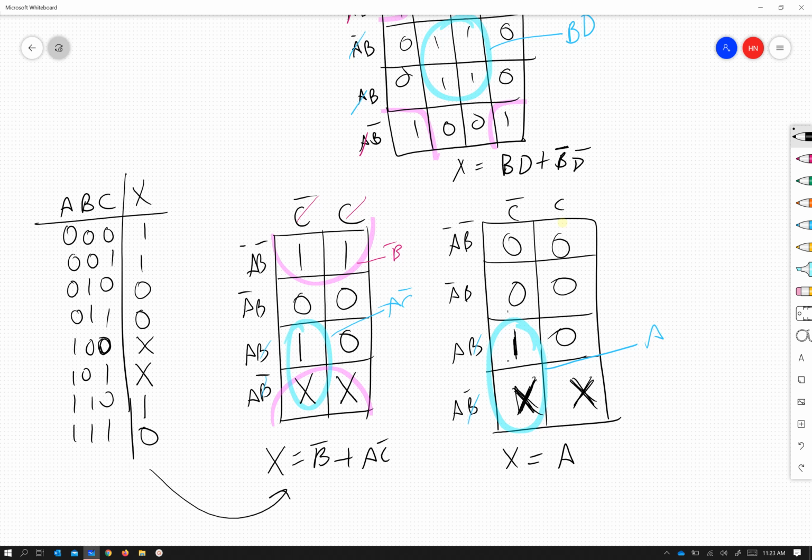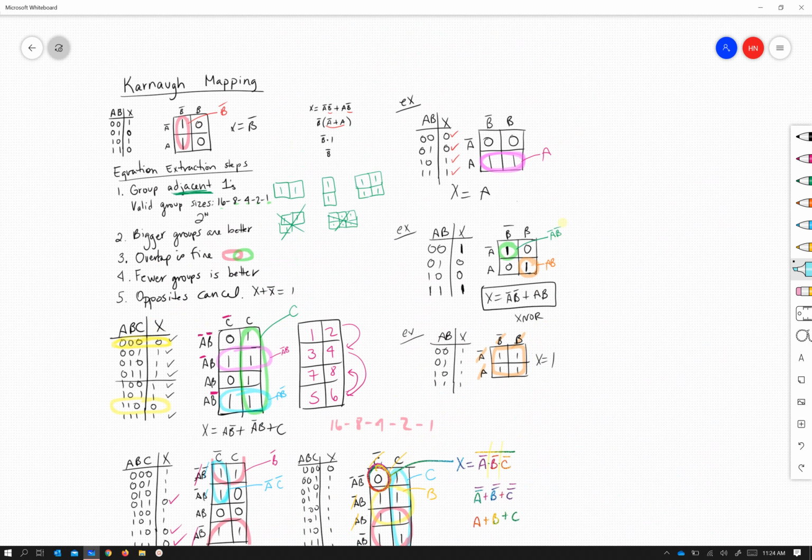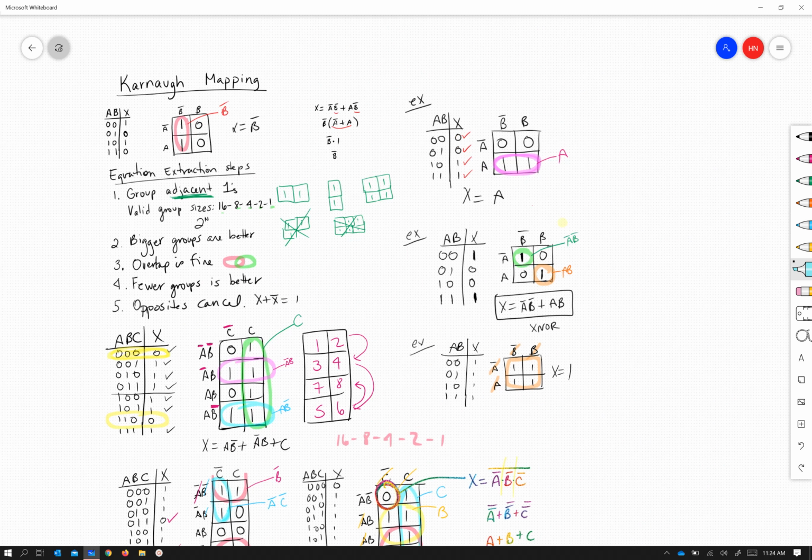Don't just go circling X's to treat them as 1s, because if I were to circle this one right here, like I would probably circle like that, I'm going to make my equation longer. And that's not the point. The point is to make the equation shorter. So there you have it. That's the don't care conditions. You treat them however they most benefit you.